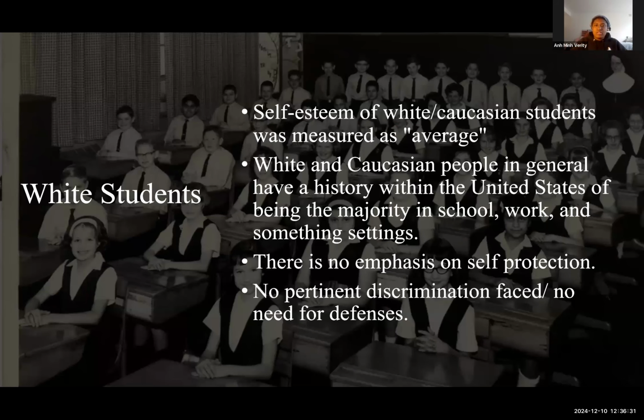White students' self-esteem was often measured as average, average being that it had the most similar and consistent amount of self-esteem over the decades. It wasn't really based on factors like discrimination or financial situations, because there was no need to really defend themselves from discrimination since most of the institutions were primarily white. And so any measures of self-esteem were based on other factors like gender.